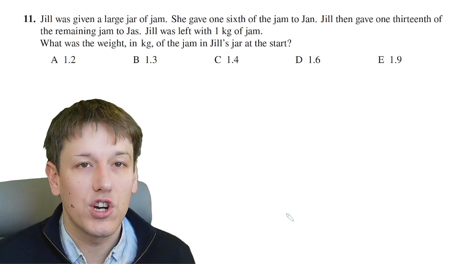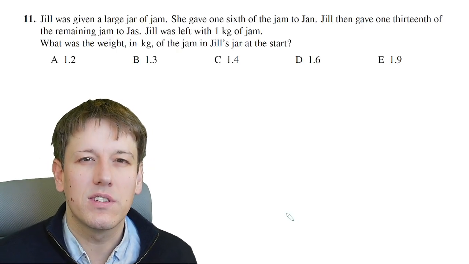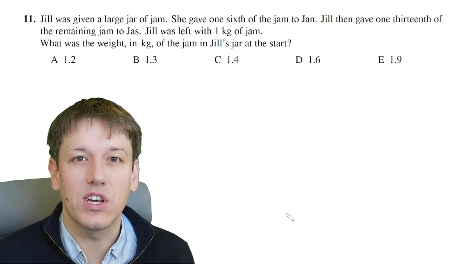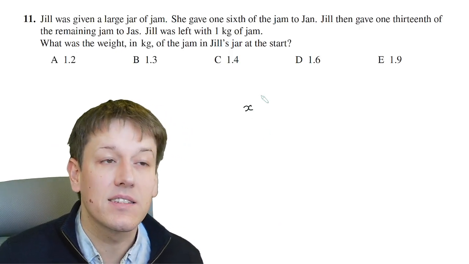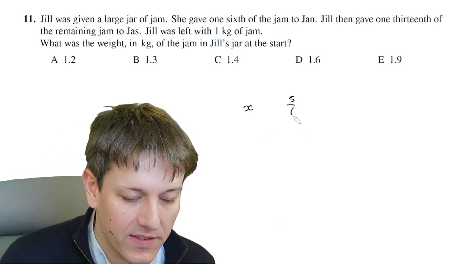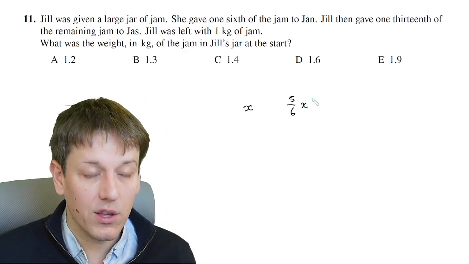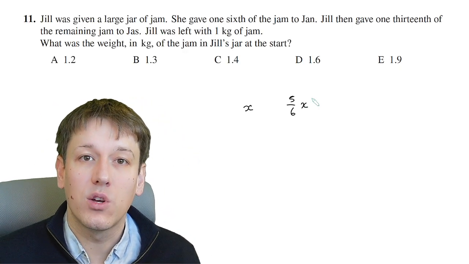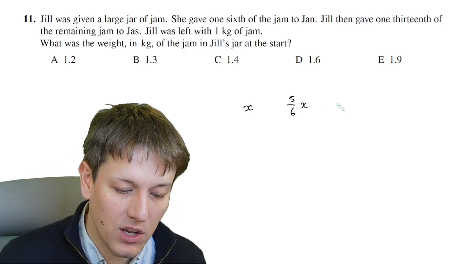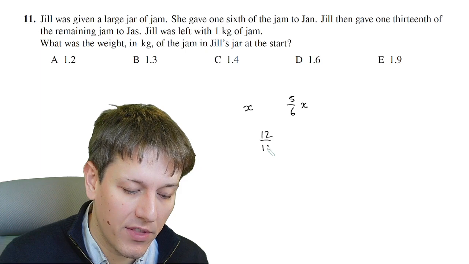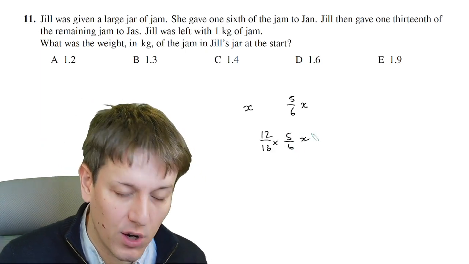Jill was given a large jar of jam, and she gives 1/6 of the jam to Jan. So once she's done that, she will have 5/6 of the jam left for herself. So let's say that she starts with x, then at this point she'll have 5/6 of x left. Now Jill gives 1/13 of the remaining jam to Jazz. So of that remaining jam, Jill will retain 12/13. So she will at this point have 12/13 of 5/6, or 12/13 multiplied by 5/6 of x.